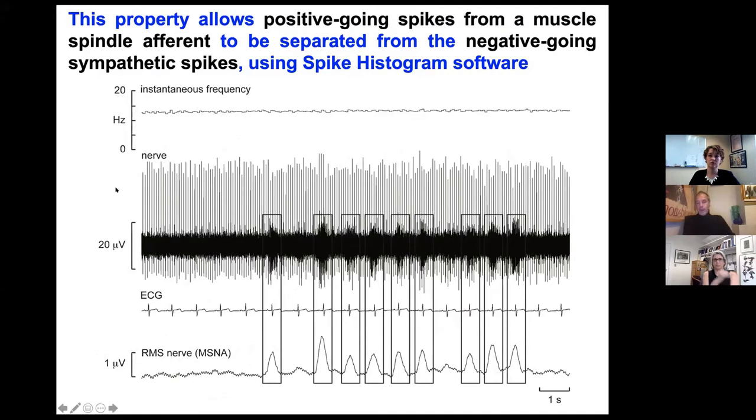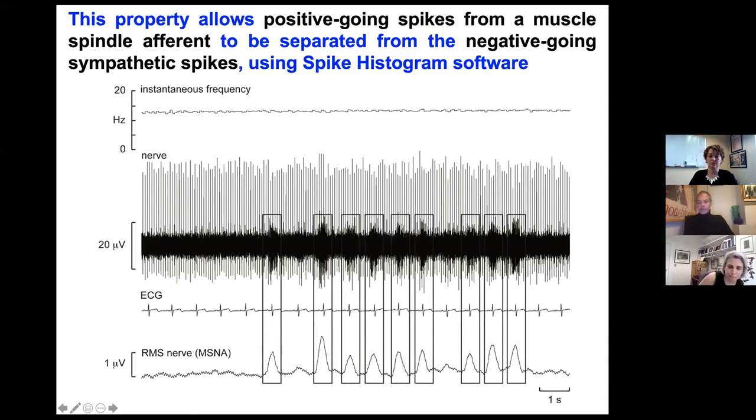So here we have a spontaneously active muscle spindle just firing very regularly. We can extract those spikes and we can see the regular firing rate in the top trace. But in this two for the price of one recording, as it were, we can also detect these bursts of muscle sympathetic nerve activity, which are occurring spontaneously and which have this clear cardiac rhythmicity.